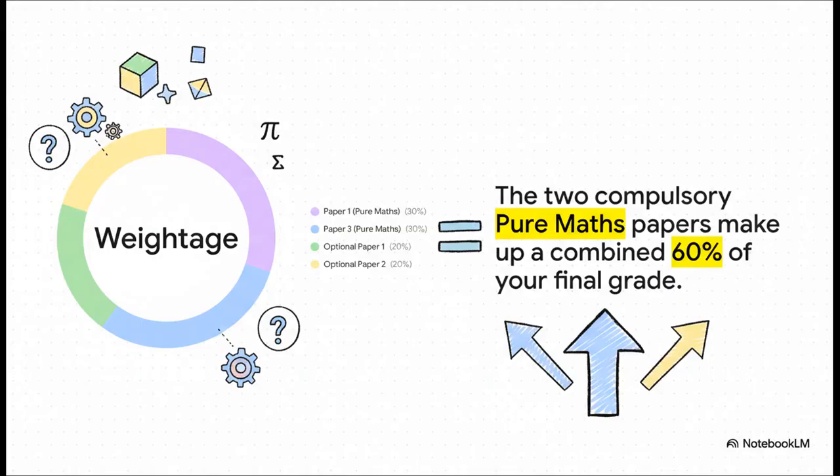Well, take a look at this. Your 2 compulsory pure math papers, P1 and P3, make up a huge chunk, 30% each. That's a combined 60% of your entire grade. Your 2 optional papers then fill out the rest, with each one being worth 20%.